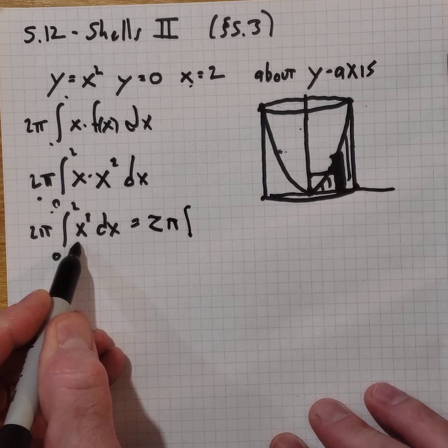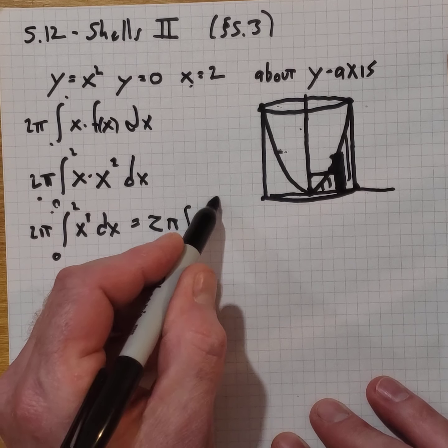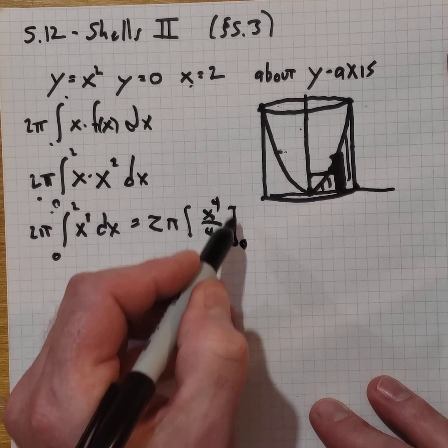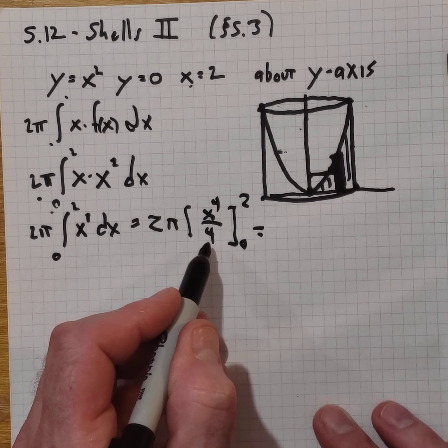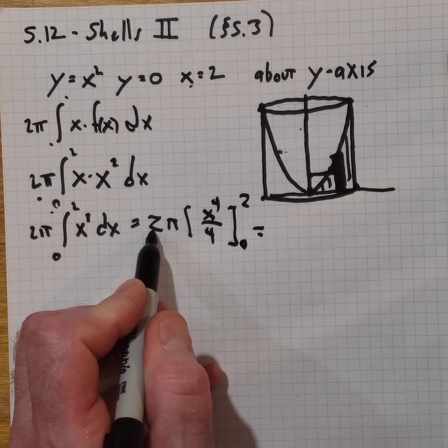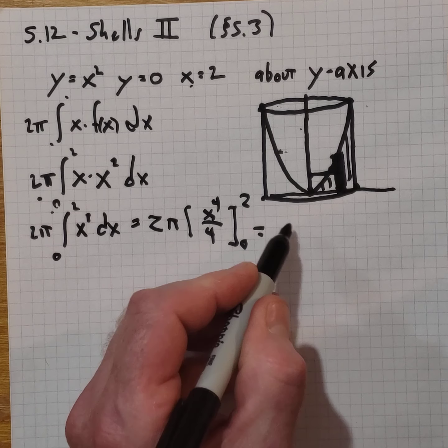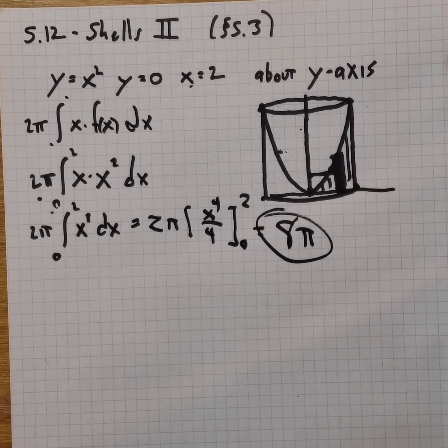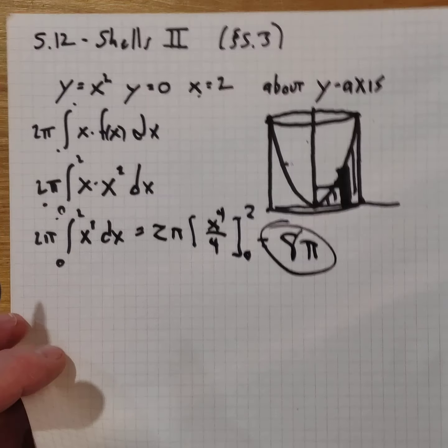This is going to give us x to the 4th over 4, and that's from 0 to 2. So all we have to do is plug in a 2. 2 to the 4th is 16, times 2 is 32, divided by 4 is 8. So we end up with 8 pi there, which we knew from the beginning, from having done it before. Right? Look at the next one.